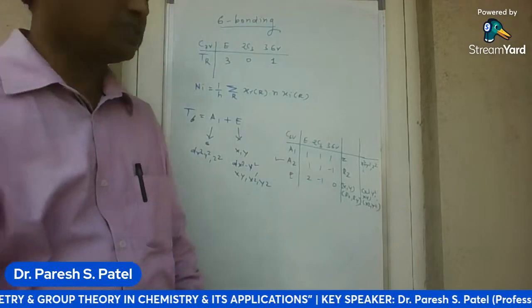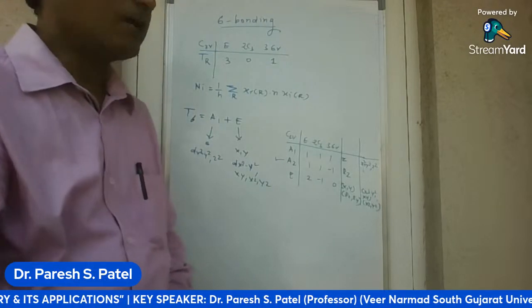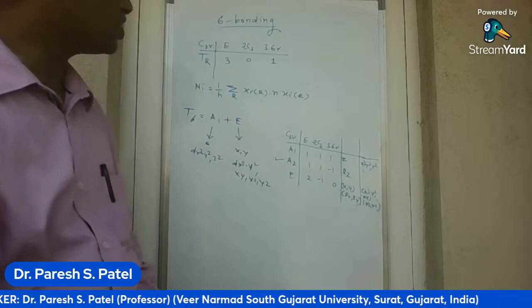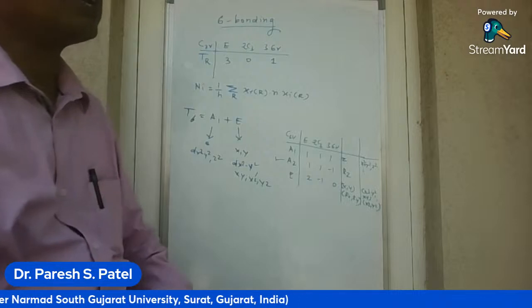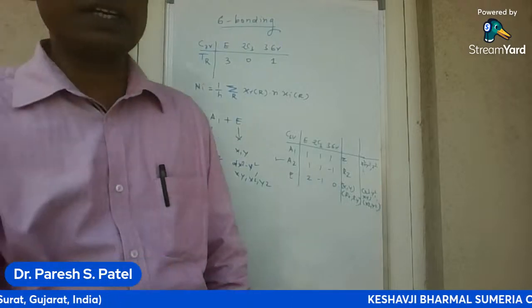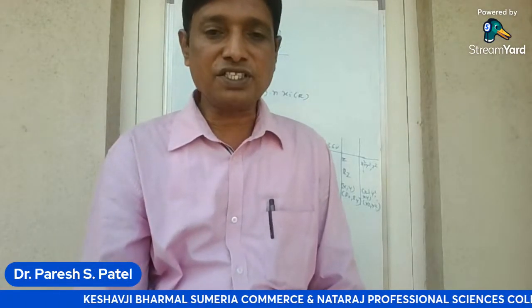So dear students, with the help of this character table and group theory, we can predict the contribution of the s orbital, p orbital and d orbital in the hybridization of any molecule. So I think this is the end of this topic. I tried a lot to make it easier.